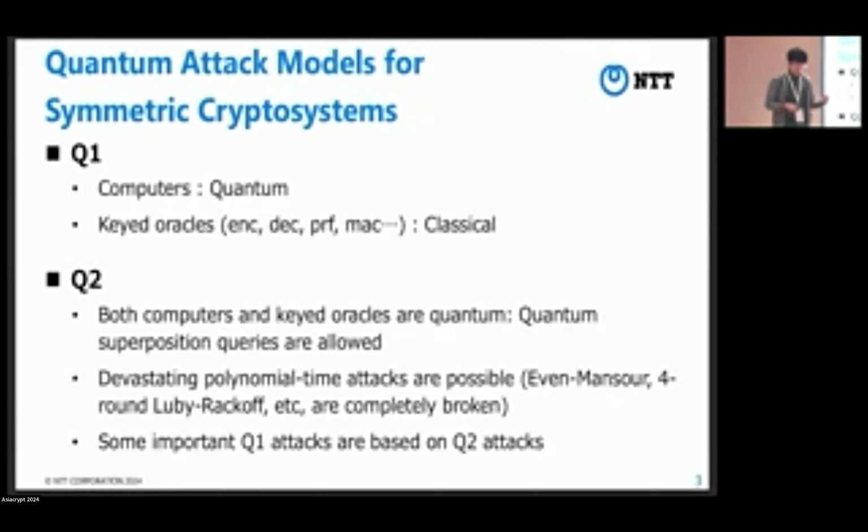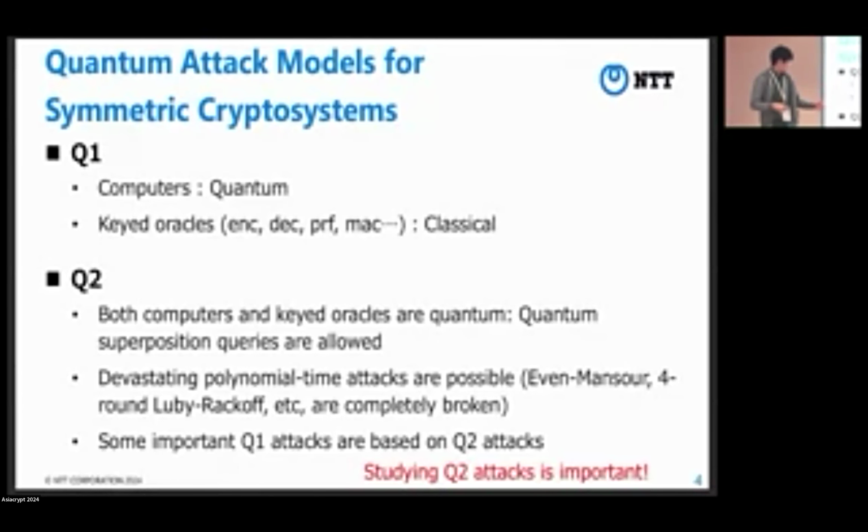And in this setting, some devastating polynomial-time attacks are possible. Some previous works showed that the Even-Mansour cipher, Feistel constructions, and some other constructions are proven to be secure in the classical setting, but completely broken in polynomial time in the Q2 setting. And also some important Q1 attacks are based on Q2 attacks. So here I'd like to claim that studying Q2 attacks is as important as studying Q1 attacks.